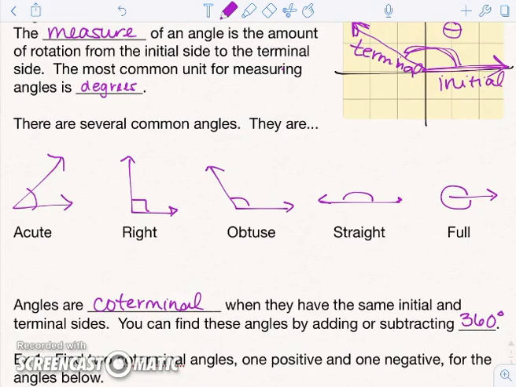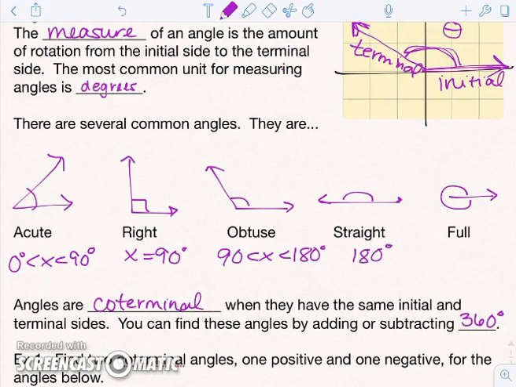There are several common angles. Some of them you probably already know, if not all of them. The first is an acute angle, which measures between 0 and 90 degrees. The next is a right angle, which measures 90 degrees. Obtuse, meaning greater than 90 but less than 180. A straight angle is 180, and then a full angle is 360 degrees. It just looks like a line here, but it's actually that the angle has rotated one full rotation around, so the terminal and the initial are on the same ray.